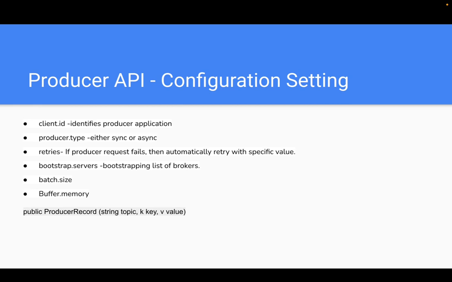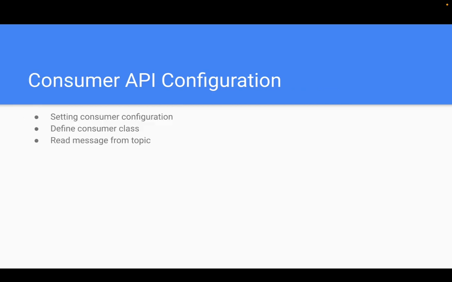The server detail you can provide with bootstrap dot servers. Batch dot size means how many requests you want to produce in one batch in the producer. Buffer memory is the memory you want to keep for your producer. And a producer record will have a string topic, key, and the value of the message: topic name, key and value.